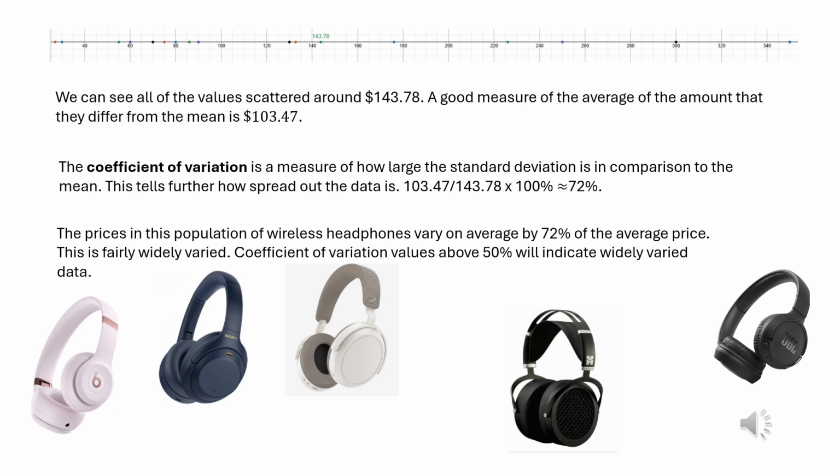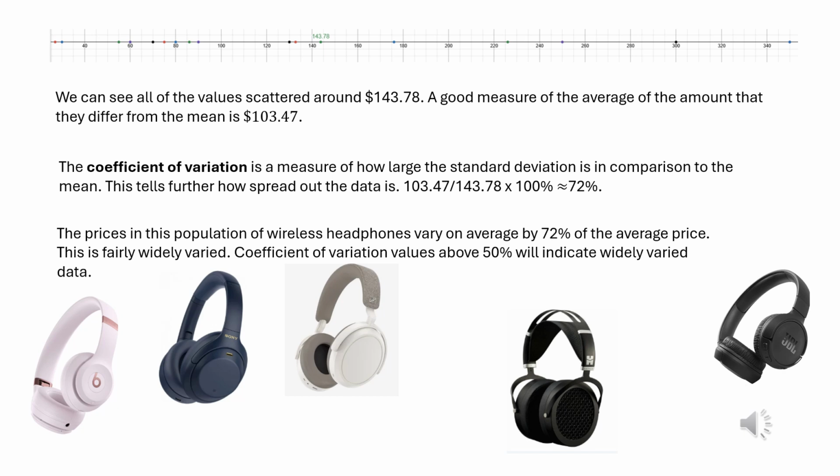How much a set of data is scattered about its mean is measured by the standard deviation, but another way to get a gauge of how spread out your data is, is to find a value called the coefficient of variation. The coefficient of variation takes the standard deviation, compares it to the mean, and turns that ratio into a percentage. So if we compare the standard deviation of $103.47 to the mean of $143.78, we get 72%. So the standard deviation is 72% of the size of the average data. That means this data is fairly widely spread out.